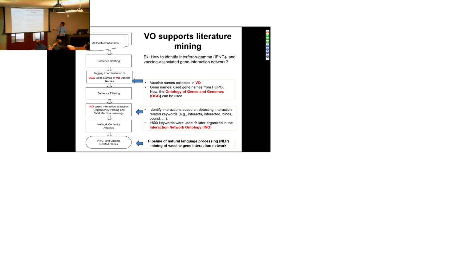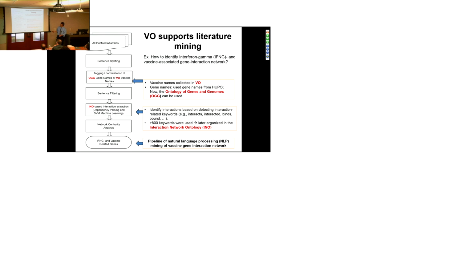First, I will show how the vaccine ontology can support literature mining. This is our whole pipeline. Initially we use all PubMed abstracts. If we have a question, we are looking for an interferon gamma and vaccine-associated gene-to-gene interaction network. We can split the sentences, and we can tag the sentences for the names of genes or proteins and vaccines.